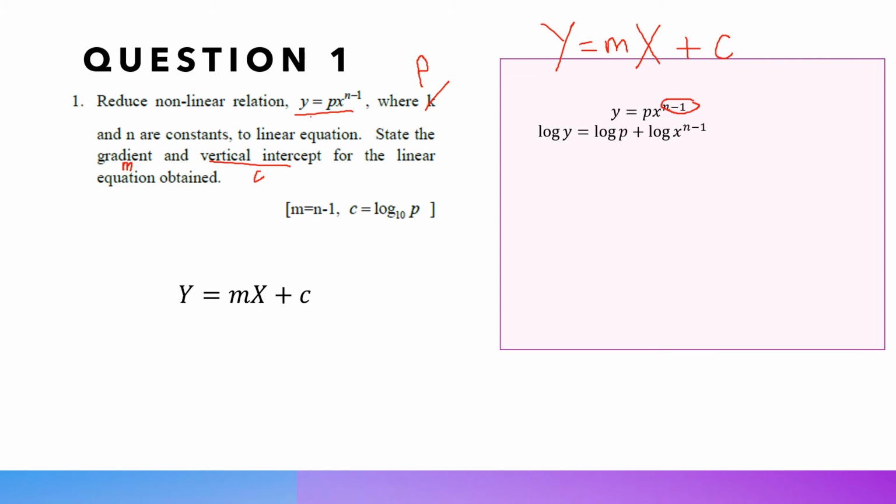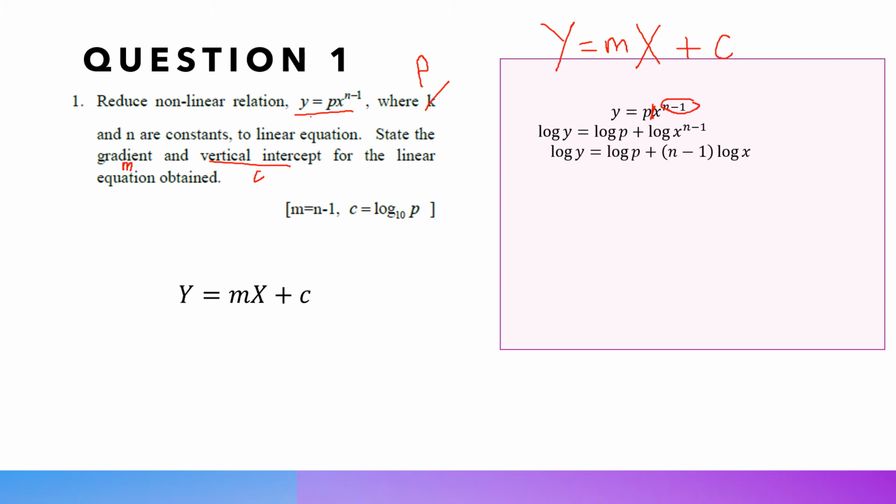Why is here plus? Because here is times. When you put log, it will become plus. Okay, log rules. Okay, so now what can you do? Log y equals log p, and the power up here goes to the front. This one is also in log rules.